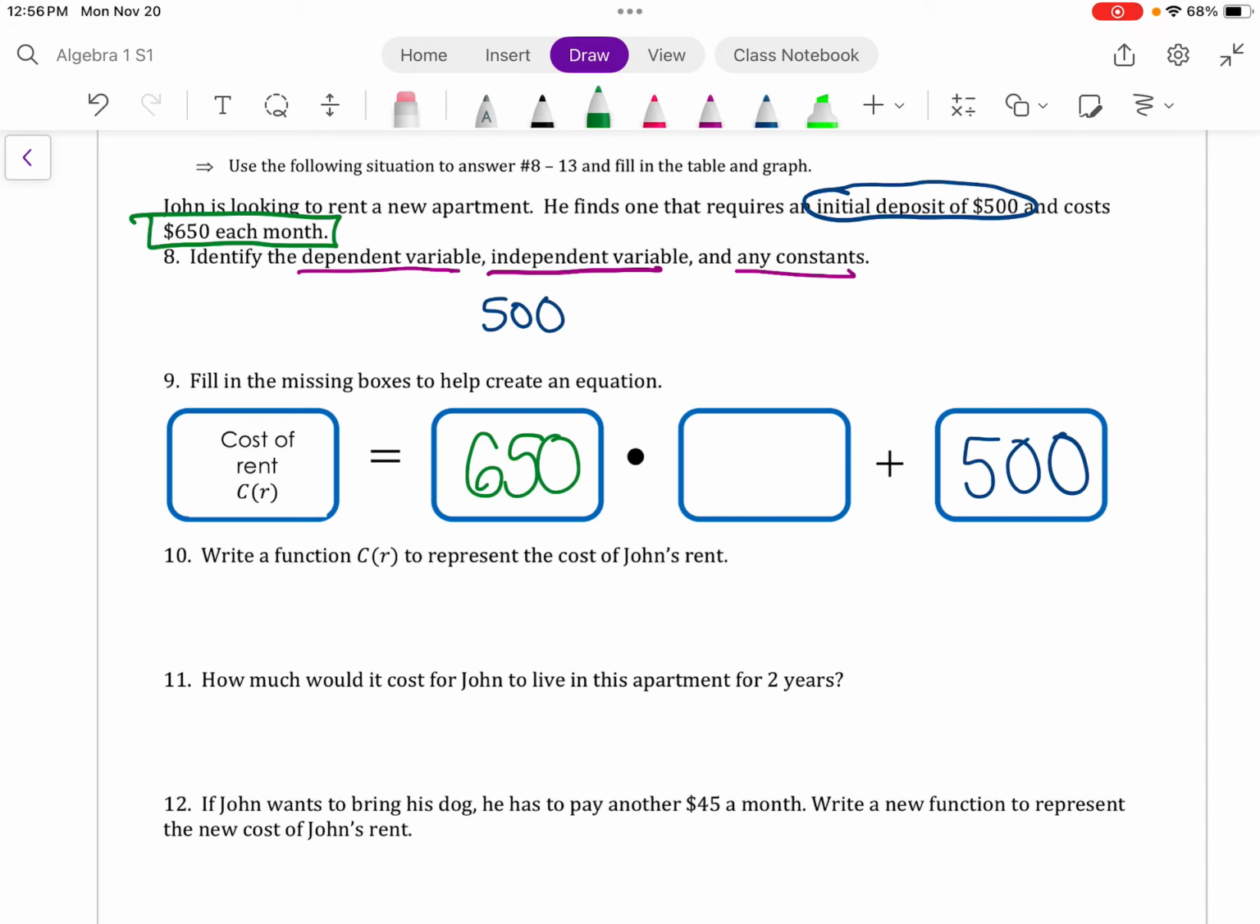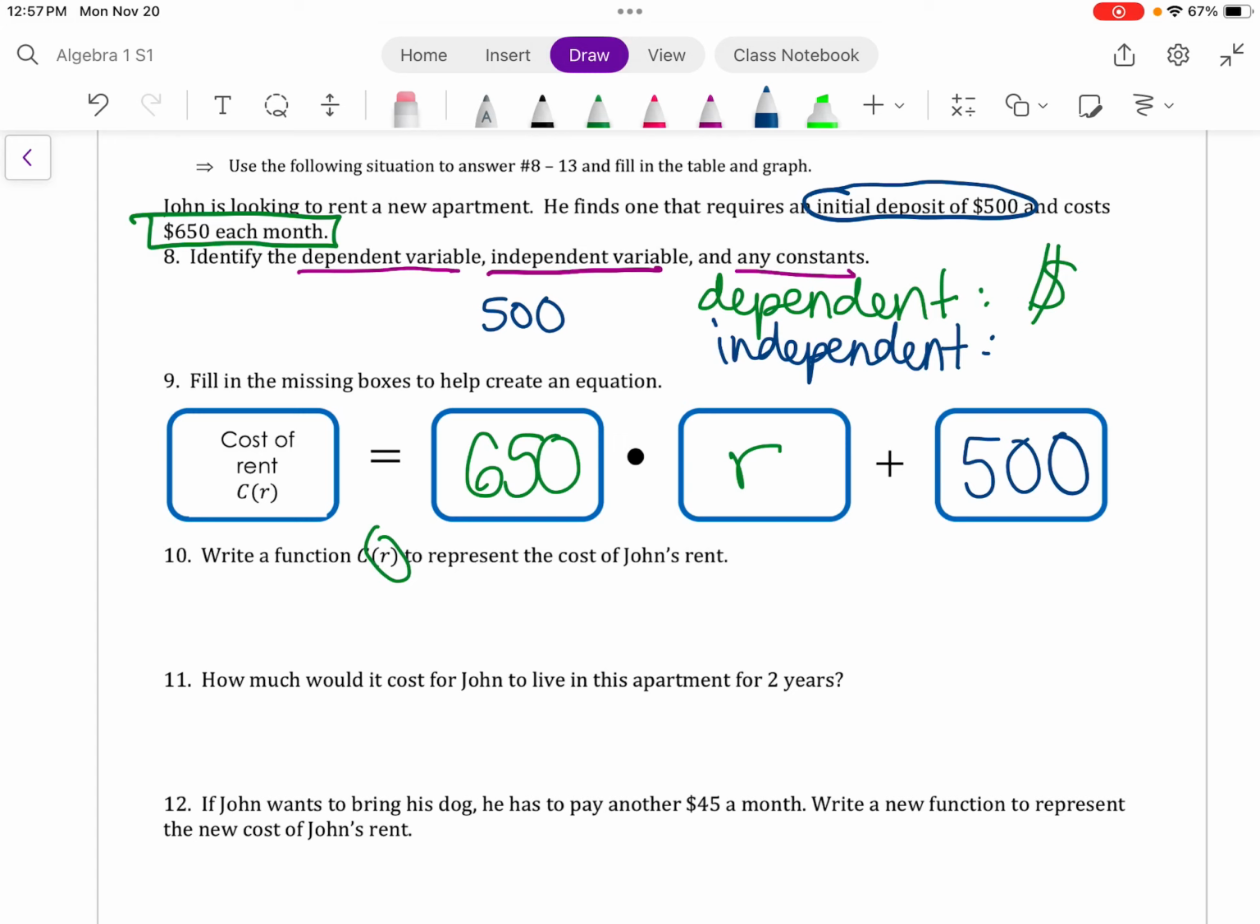Or times, we'll put it times M. Oh, times R. Okay. Again, your lettering, don't be too stressed about that. So your dependent is the cost of rent. So what is the number? And then the independent is what it is each month, right? How many months are you staying?